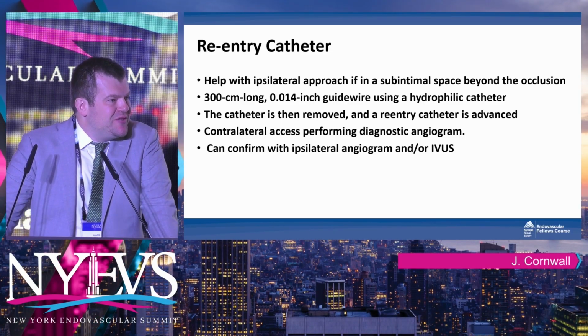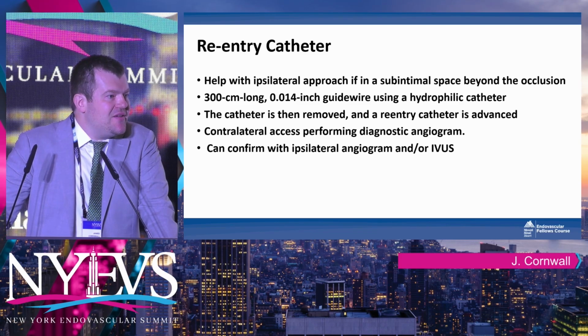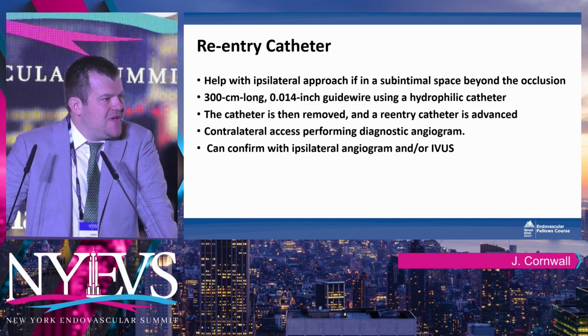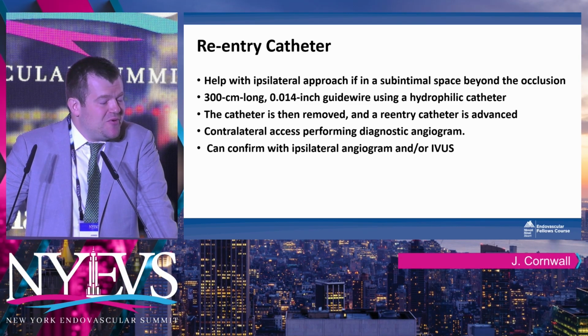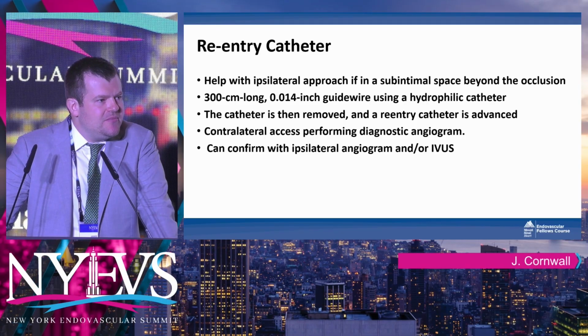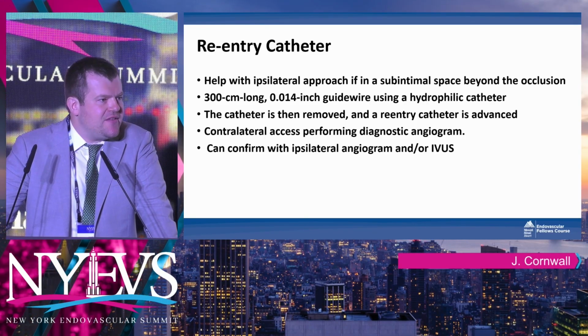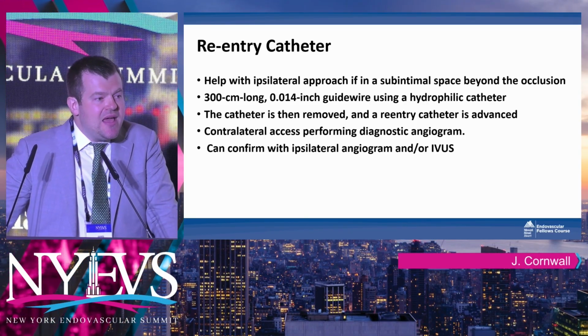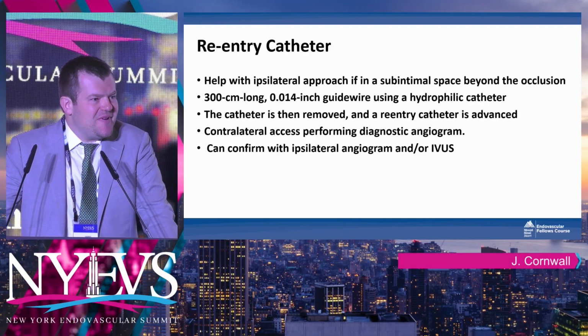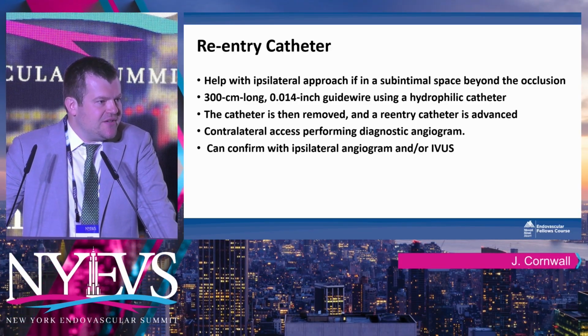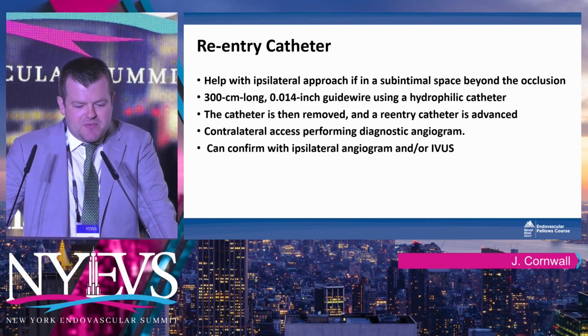Sometimes if you're not intraluminal, once you've crossed the lesion, you can be in a dissection plane. You can either pull your catheter back and try to get intraluminal, but there are re-entry catheters. The Outback is the most common one. I primarily use this in femoral popliteal disease, but it can certainly be used in aortoiliac disease as well.